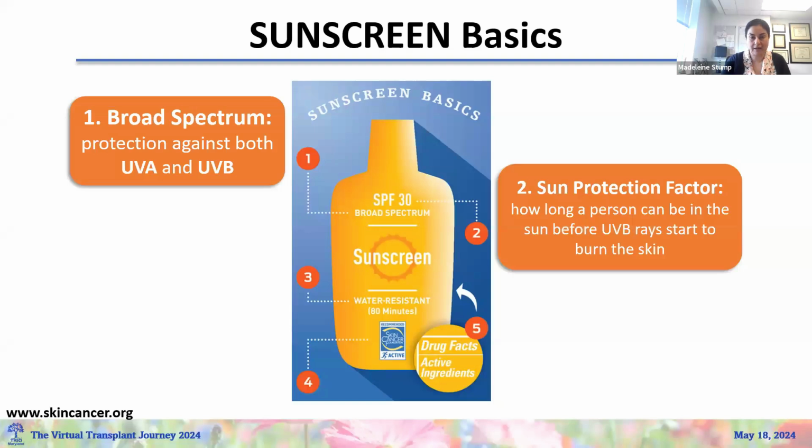Sun protection factor, or SPF, measures how long a person can be exposed to the sun before UVB rays start to burn the skin. So is it 30 minutes? What does that 30 number mean? It allows you 30 times longer to be under the sun when you have the sunscreen on versus without the sunscreen.